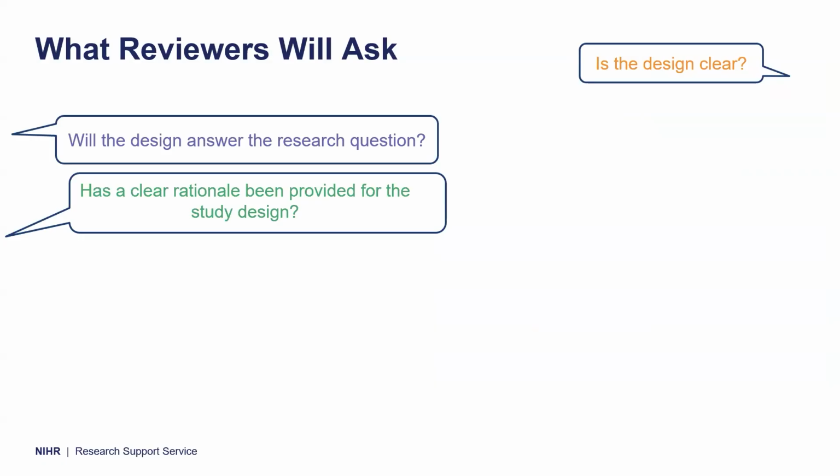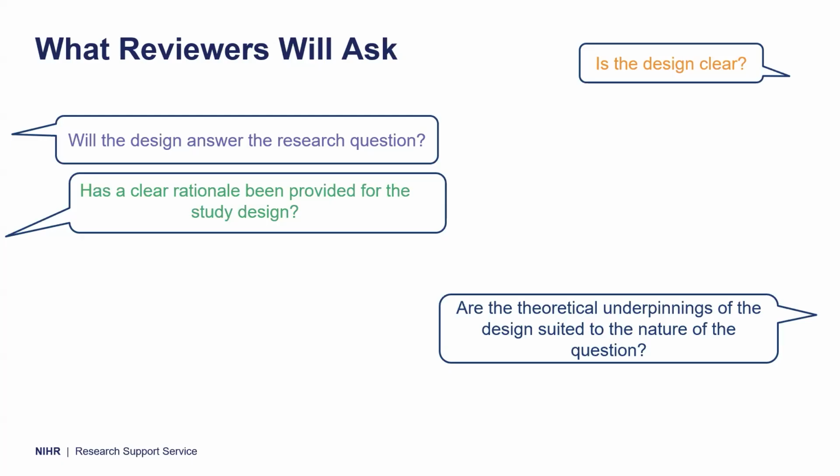Has a clear rationale been provided for the study design? Now that might be quite obvious, your first stop shop might always be an RCT, but if you are doing something a bit different, or it's actually logistically or ethically very difficult to do an RCT, you have to explain why you're not doing it, because the first thing they'll say is, why aren't you doing it? So if there's an obvious design and you're doing something that isn't quite obvious, you do need to say why. So be aware of that.